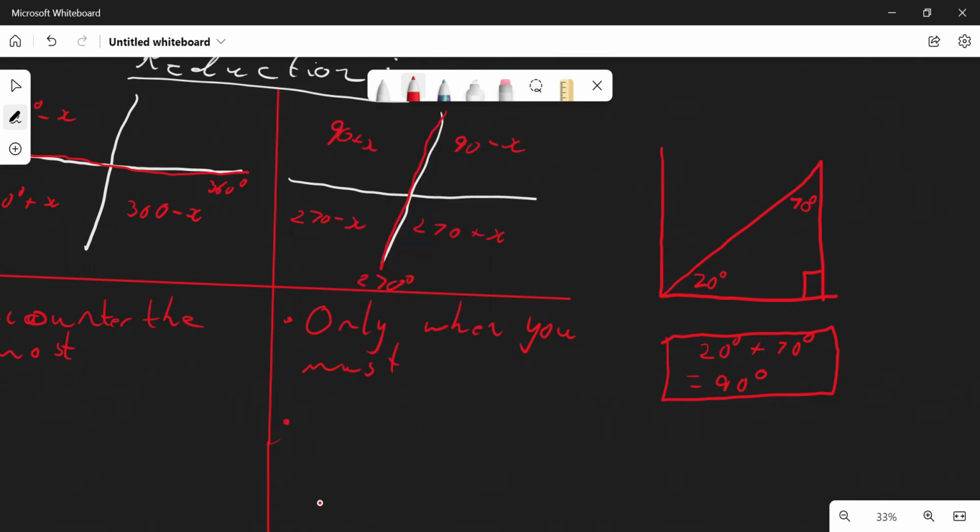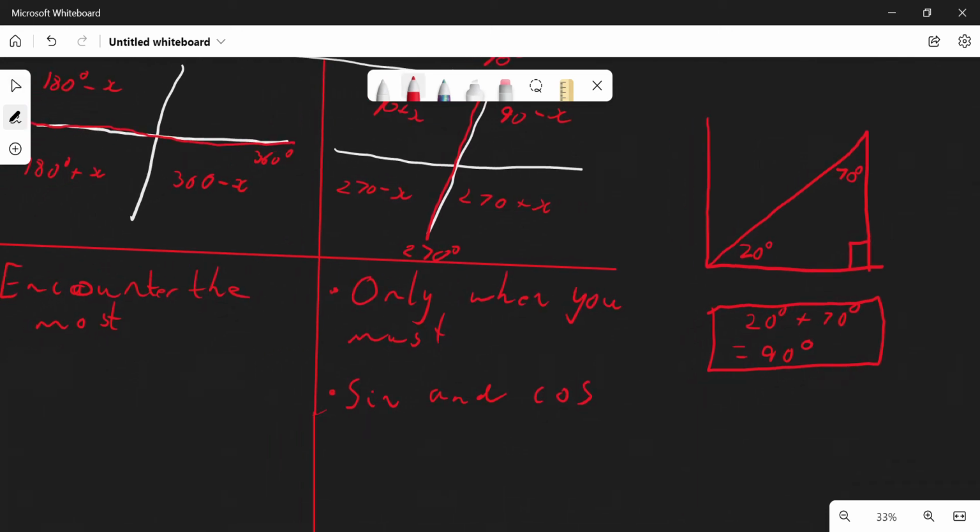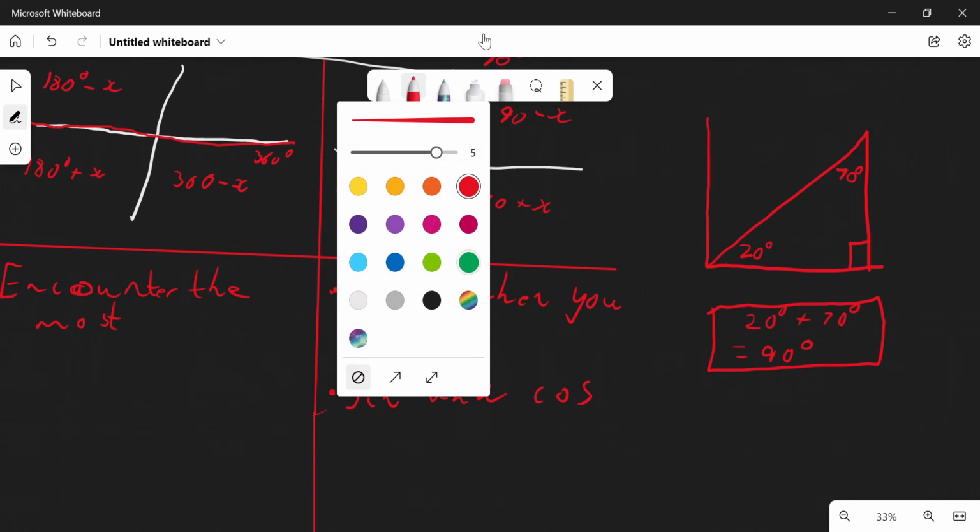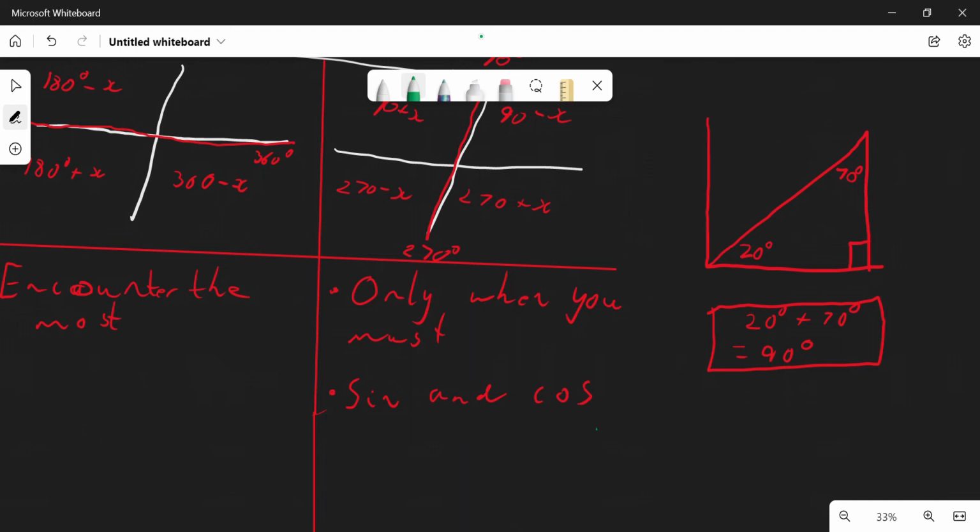These complementary reductions, let's call them that, only deal with sine and cos. You will never have a 90 reduction that involves tan. So what are these reductions and how do they work? With these ones, you get four instances.